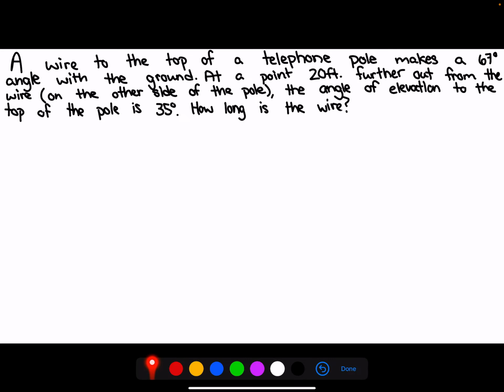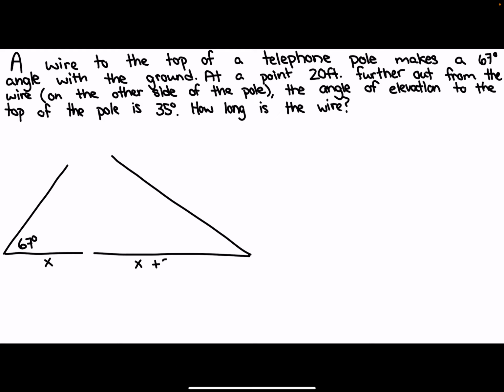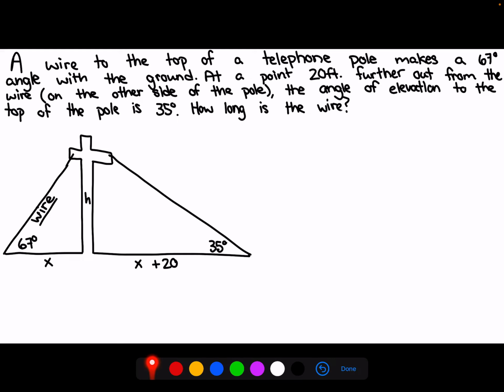First thing I'm going to do is I'm going to draw a picture of my telephone pole and the wire going to the ground. So here's my telephone pole and the wires. Now, with this, I know that, first off, the wire makes a 67-degree angle with the ground and the telephone pole. So it reaches out to the telephone pole as well. On top of that, it's an unknown distance from the telephone pole.